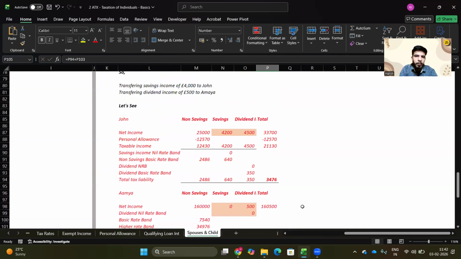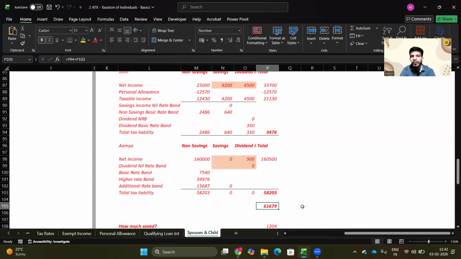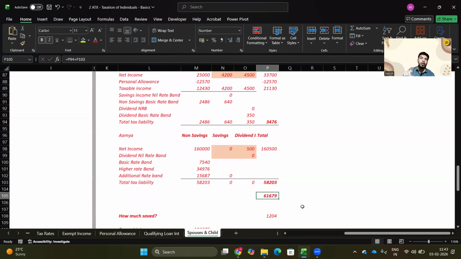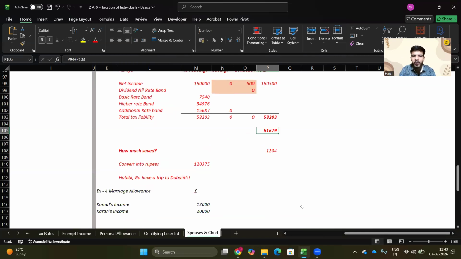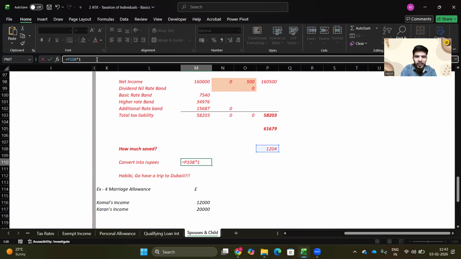Now if you compare, earlier we had a total tax liability of 62,883 pound. Now we have a tax liability of 61,679 pound. What is the difference? We have saved 1,200 pound, which is enough for you to bear accountant fees for a limited company. If you are Indian studying here, and if you save this much multiplied by 100, I would say 120, I guess.